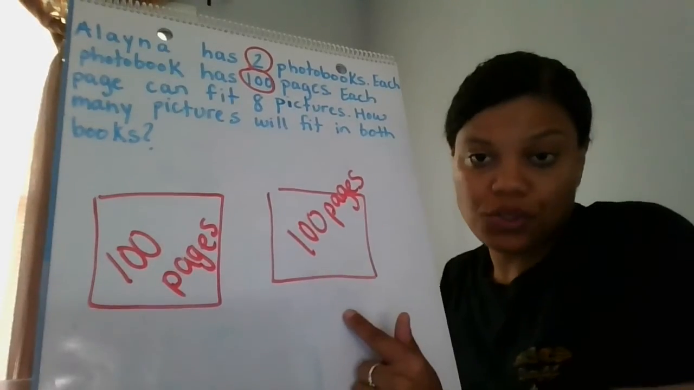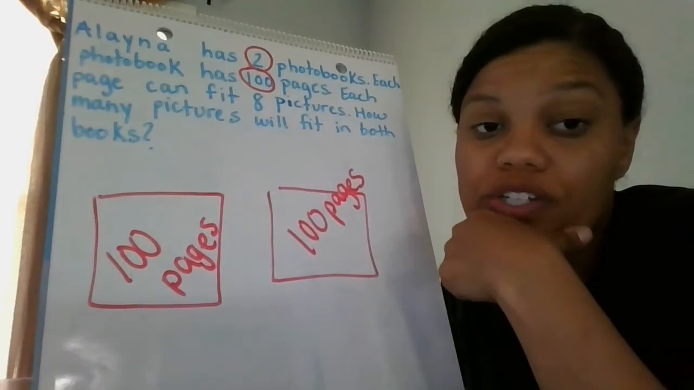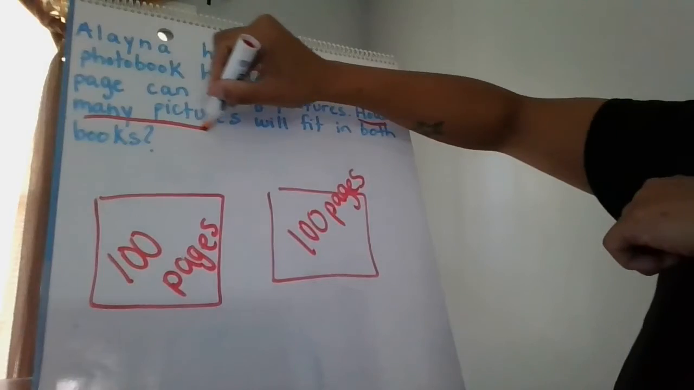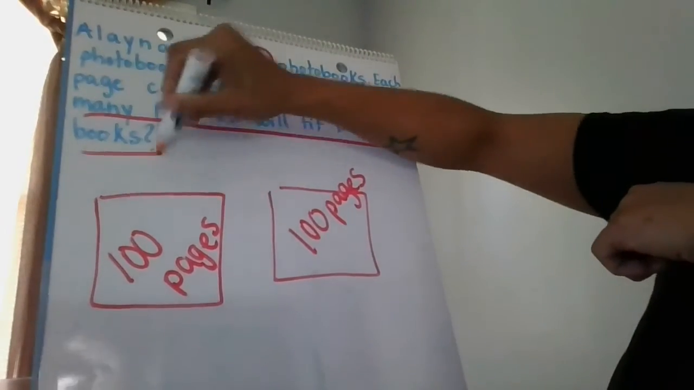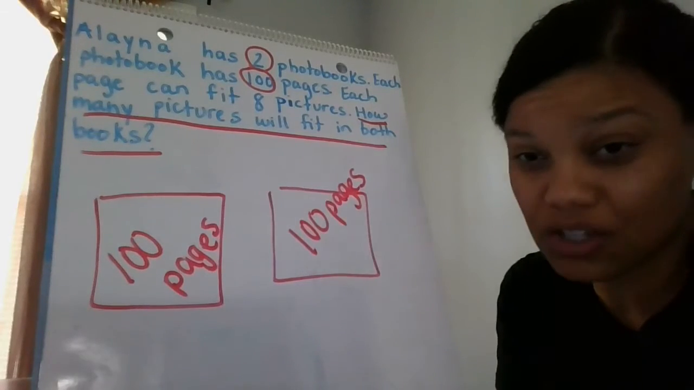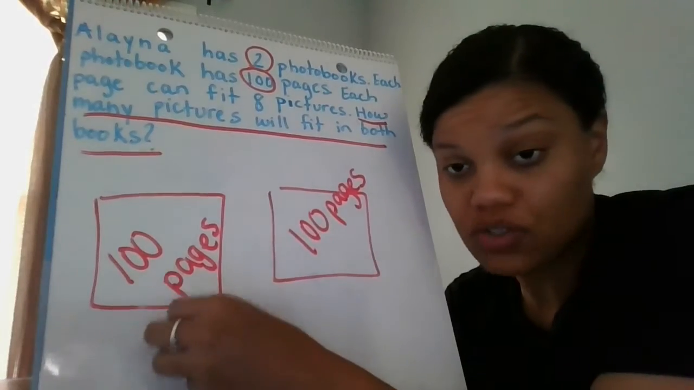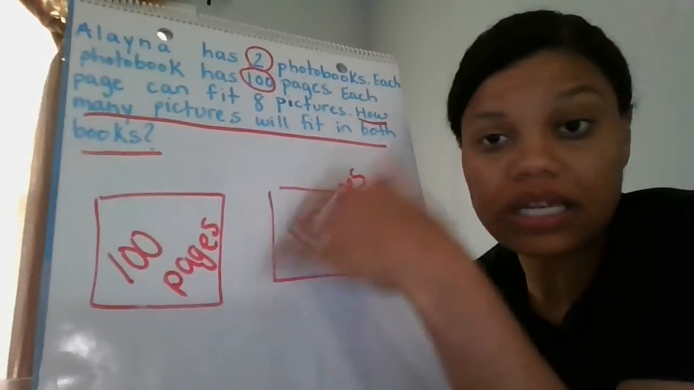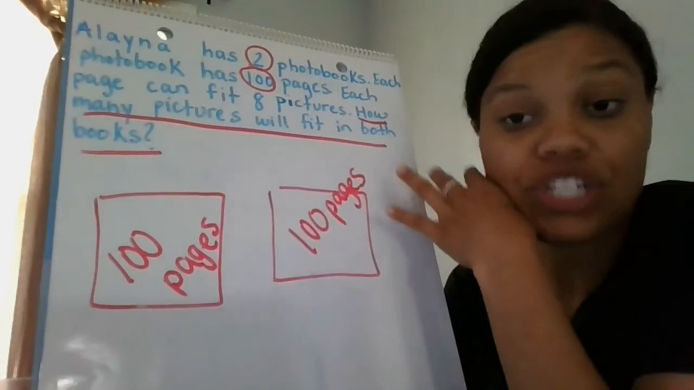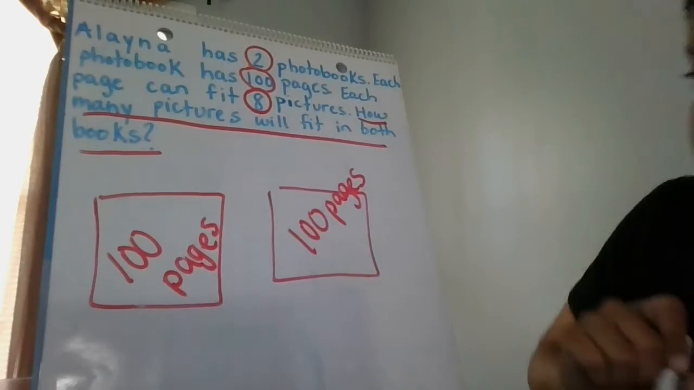So together, I know she's got 200 pages, but that's not what the question wants to know, okay? The question wants to know how many pictures will fit into both books. So let me keep reading. Each page can fit 8 pictures. So that means on page 1, she could put 8 pictures. On page 2, 8 pictures. Page 30, 8 pictures. Page 99, 8 pictures. Page 100, 8 pictures. She's going to be able to put 8 pictures on each of her 100 pages.